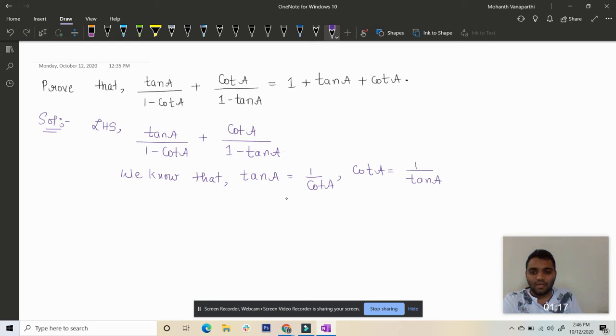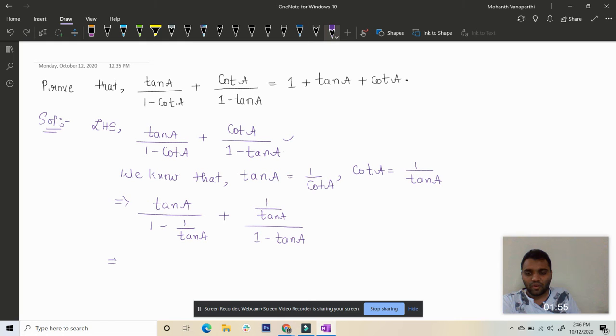Let's make the given expression in terms of tan. In order to do that, I am substituting cot A equal to 1 by tan A in the above expression. If I do that, I will get tan A divided by 1 minus 1 by tan A, plus 1 by tan A divided by 1 minus tan A.